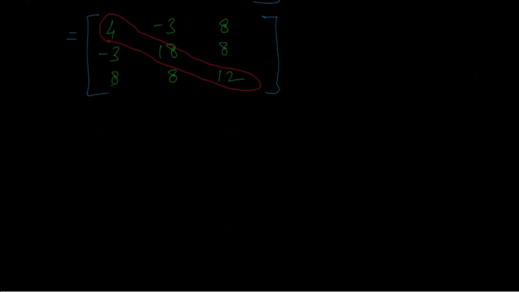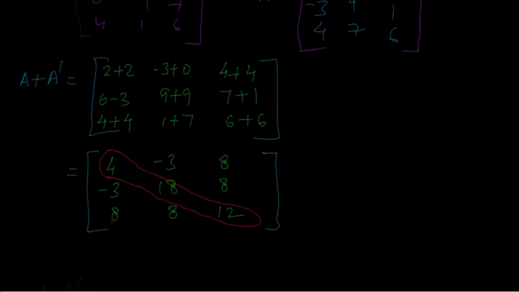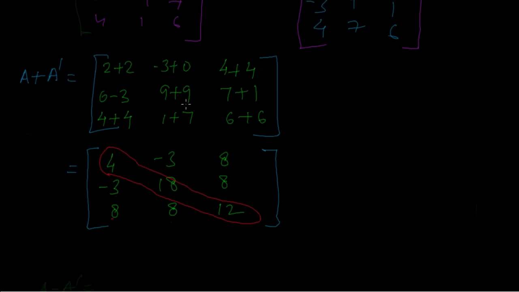Now if we have to make a skew symmetric matrix, it is very simple, and we can do it the same way. Here we added; now we have to subtract. So we do A minus A transpose.